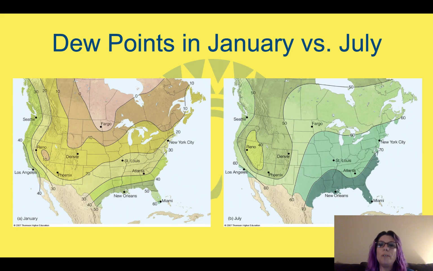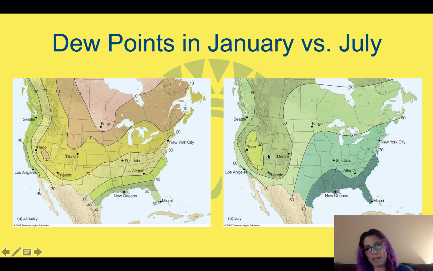Okay, this is going to be dew points in January versus July. You can see in January, the dew points are going to be like 40 degrees over here where we live. It'd be more like 10 degrees over here, in the middle United States. Here's Omaha. So usually, on average, it would be 20 degrees dew point.